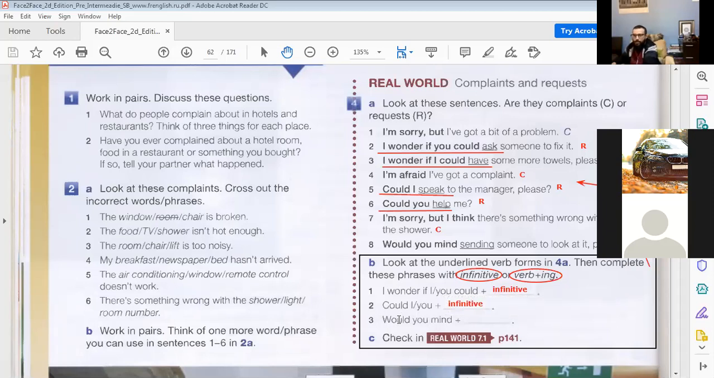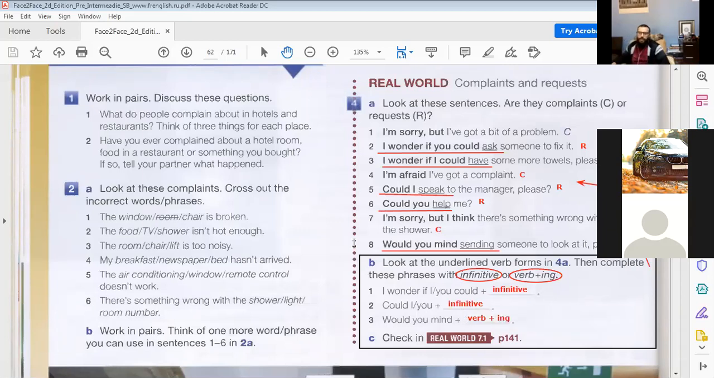Okay, what about would you mind? What do we use after? Right, because if you take a look at the example, would you mind sending someone? Would you mind looking at this? Would you mind cleaning the room? Would you mind changing the pillow? So we need to use verb plus ing.